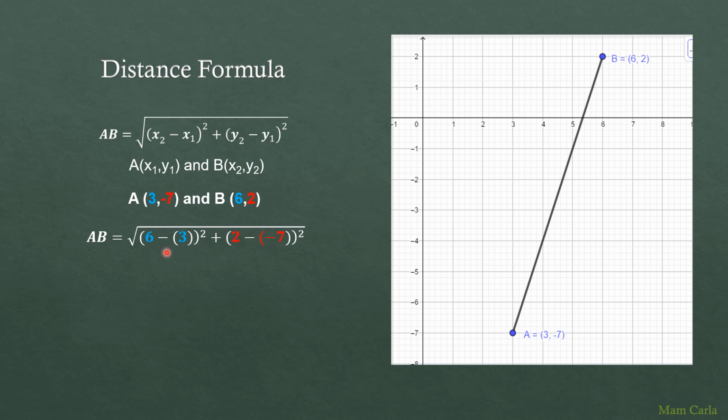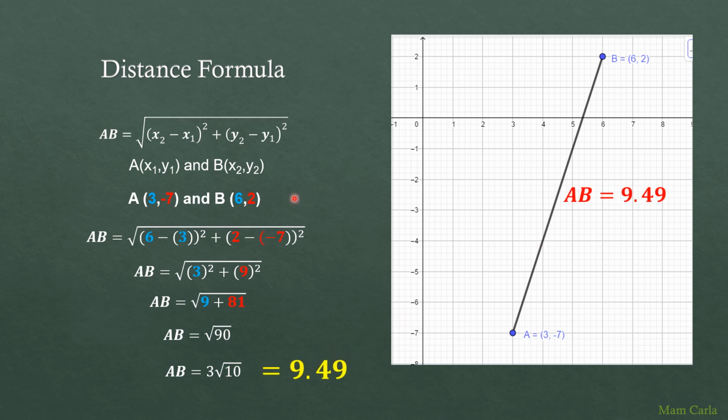Simplifying, we have 6 minus 3, which is 3, and 2 plus 7, which is 9. So the square of 3 is 9, and the square of 9 is 81. Add 9 plus 81. So AB here is the square root of 90. Simplifying, we have AB equals 3 square root of 10, or approximately 9.49.